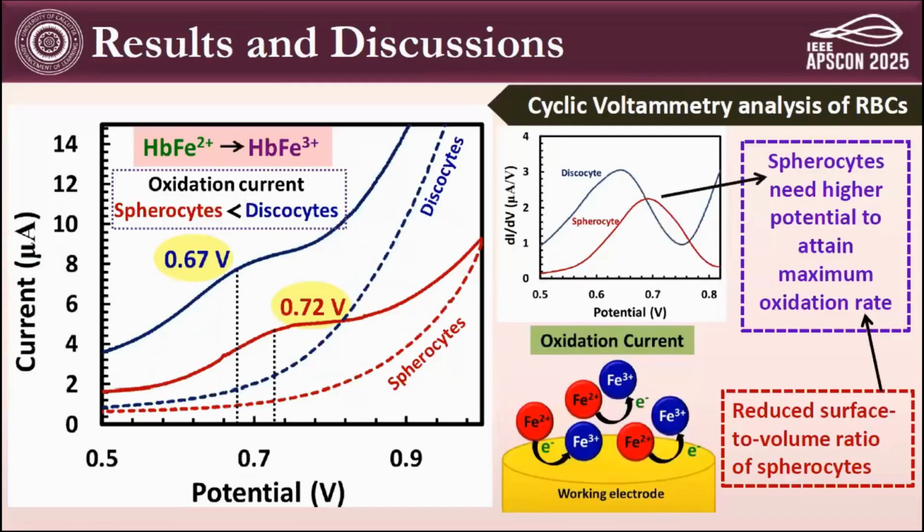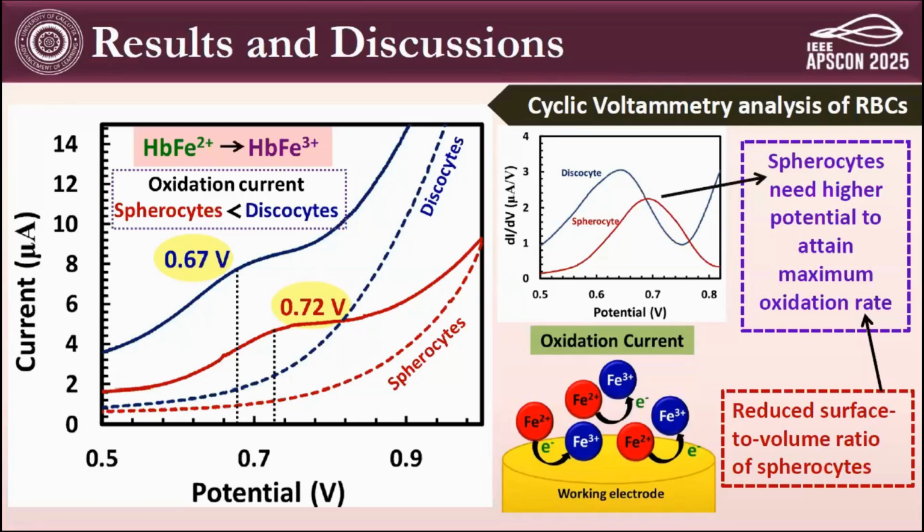Now, from cyclic voltammetry studies, CV explores the redox activities of different species. In our case, it is the ferrous hemoglobin oxidizing into the ferric. Now, we have observed the oxidation currents for both the cases with a potential sweep, and it is quite evident from the graph that the oxidation current is reduced in spherocytes as compared to discocytes.